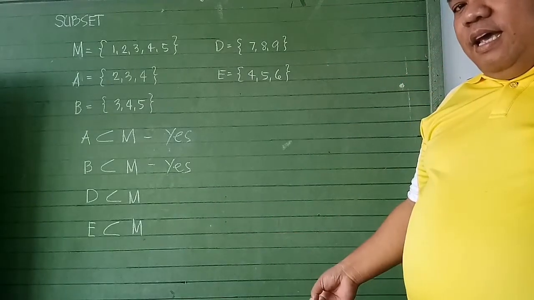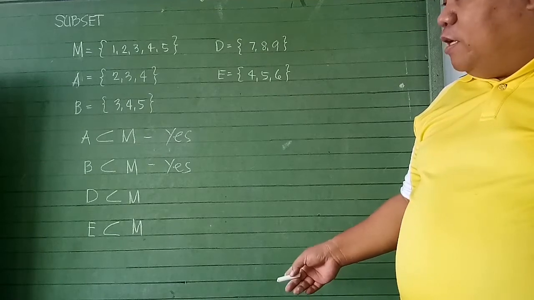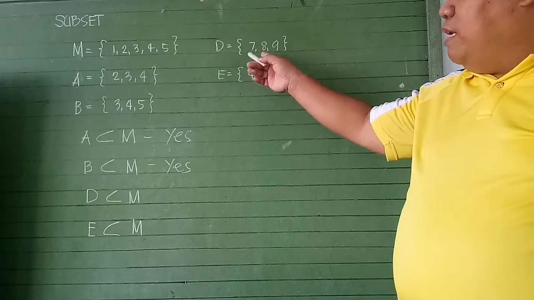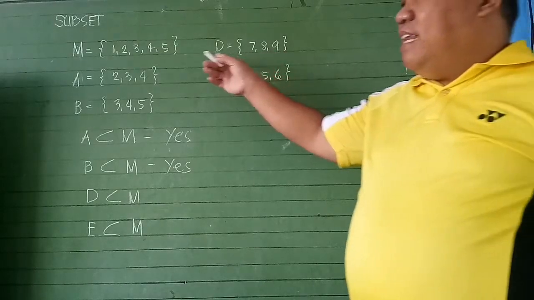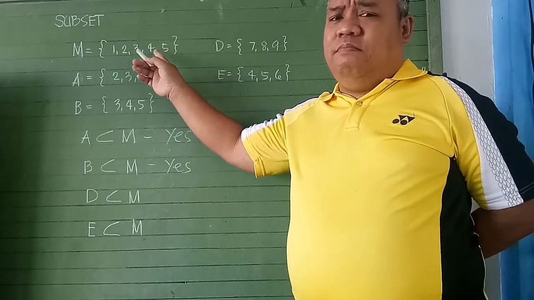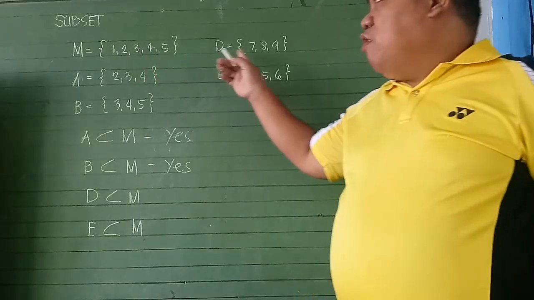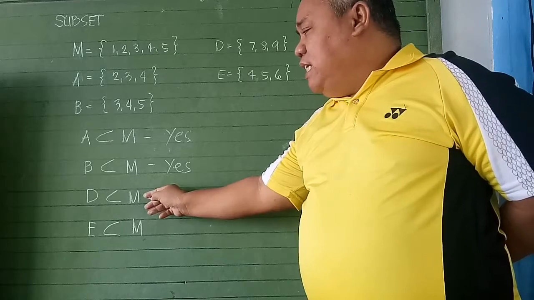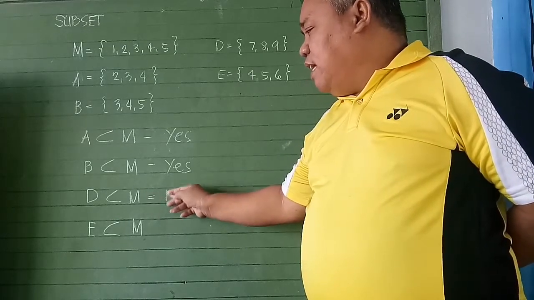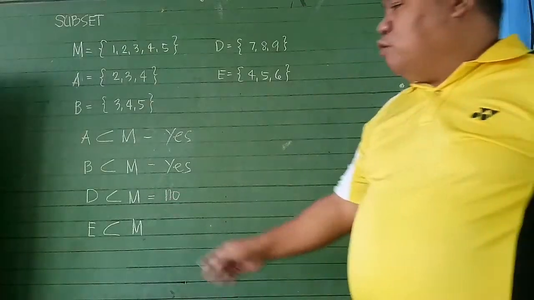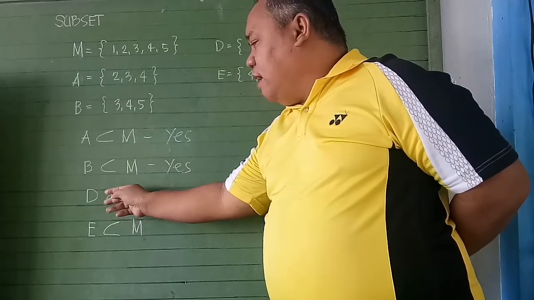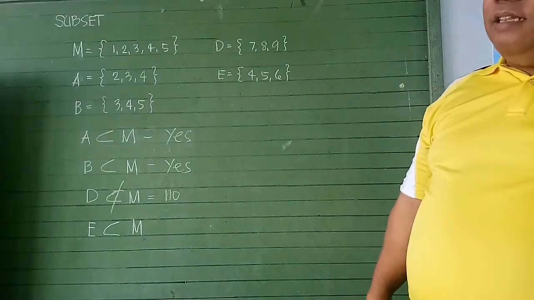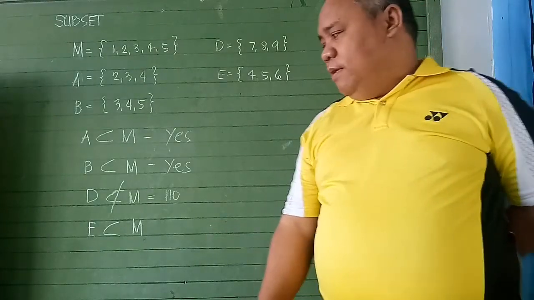Is D a subset of M? Let us look at the elements found in D. That's 7, 8, 9. Can you find 7, 8, 9 in set M? There is no such element as 7, 8, 9 in M. So therefore, D is not a subset of M. So we're going to denote a line like that, so that it means that D is not a subset of M.